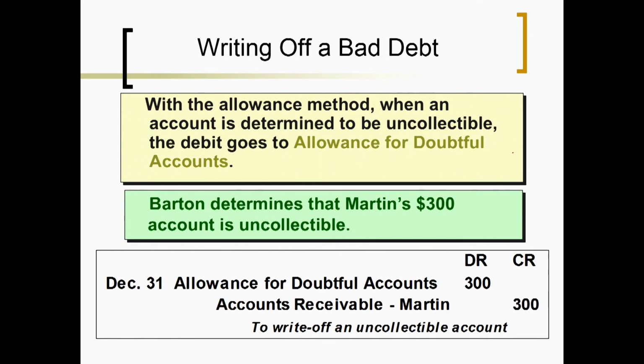Barton, that's us, we're Barton. We determined that one of our customers named Martin, their $300 account is uncollectible, okay? Maybe we read that Martin died. And so we're like, okay, well, doggone it, we're going to have to write this thing off. You with me? Okay? Colton.